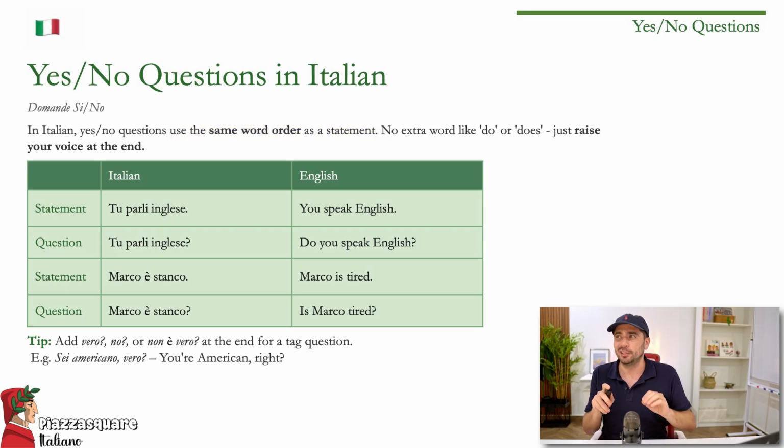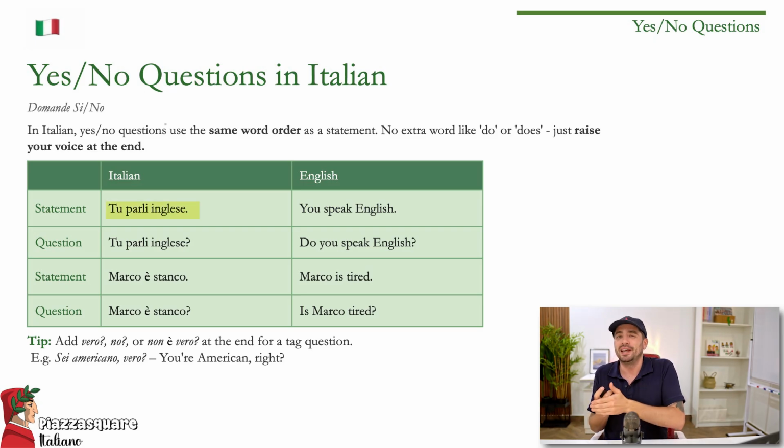It also depends a little bit on the region, how much you raise your voice. In Milano, we'll say, for example, ti piace? Instead of ti piace? Ti piace? Or you can use a question mark in writing to signal that it's a question.